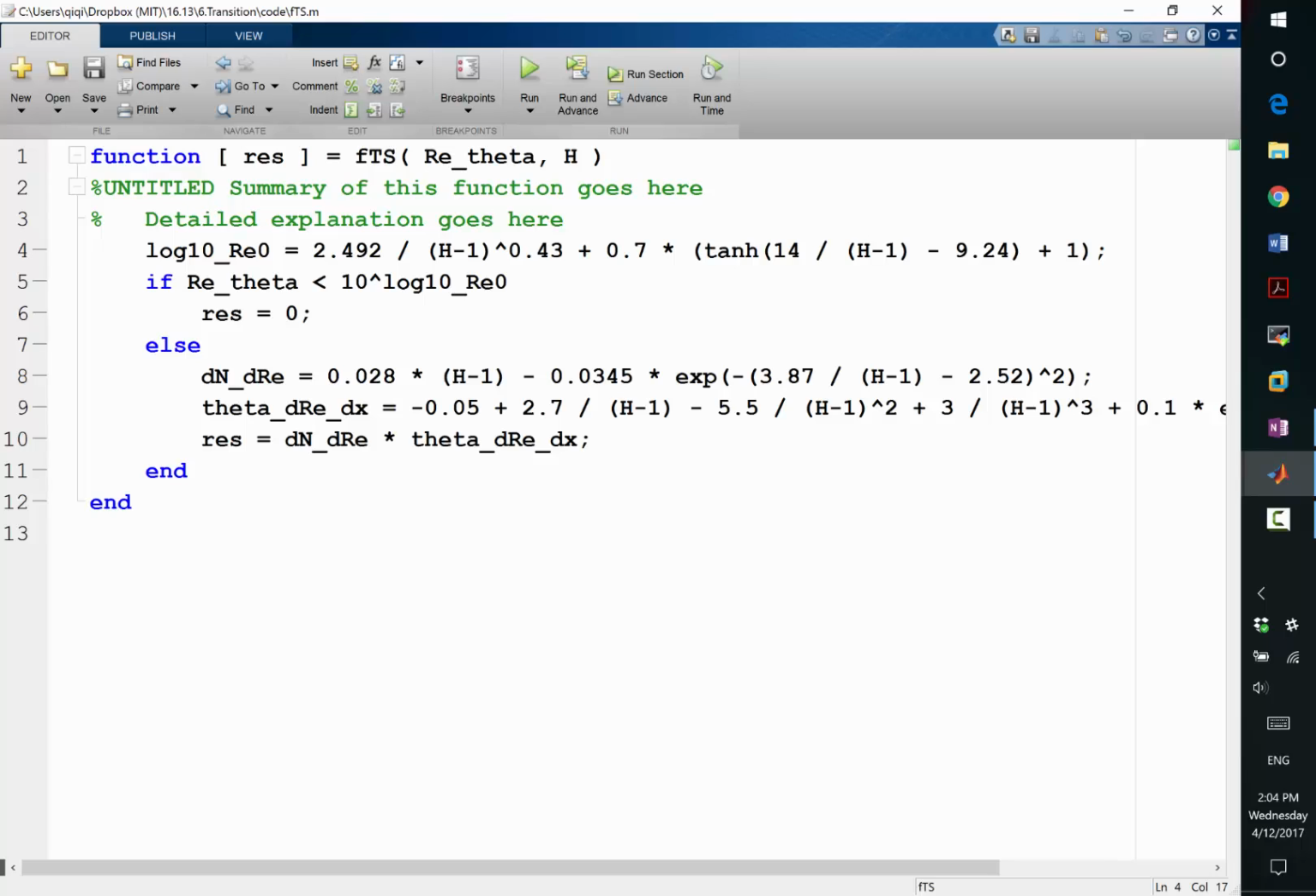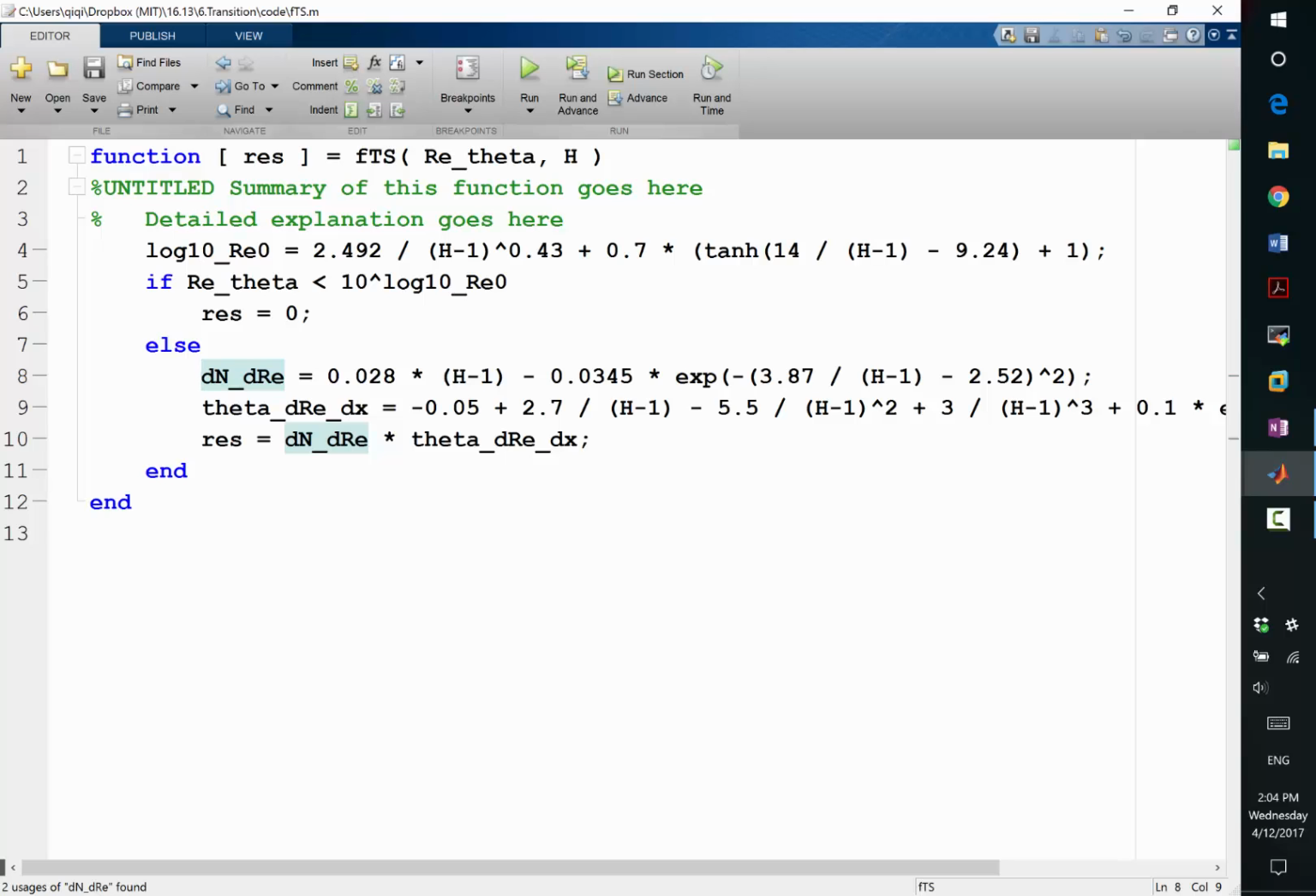So instead of fitting that Re theta 0, we are fitting the log 10 of Re theta 0, and the fit turns out to have two terms. One term is a polynomial, and the other term is a 10h. Okay, so based on the actual Re theta I get, I'm going to decide if that Re theta is less or greater than this critical growth Re theta. If it is less than that critical, the rate of growth is equal to 0. There is no growth.